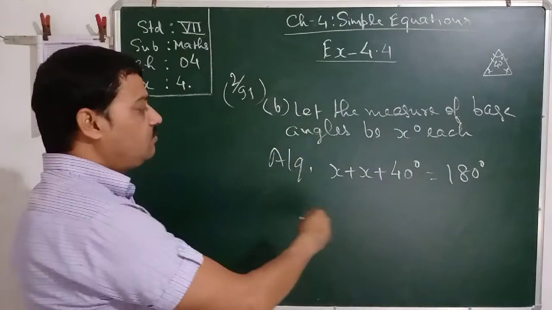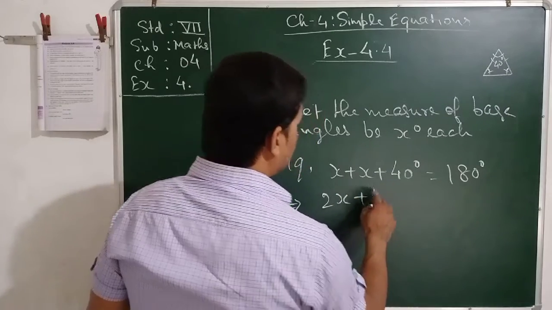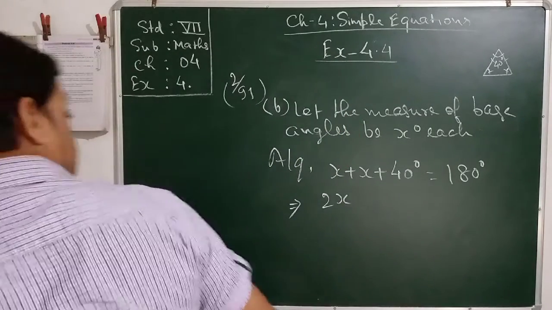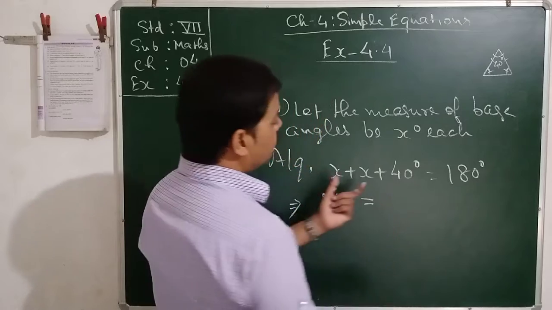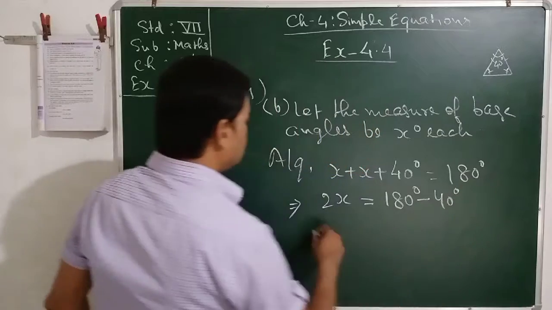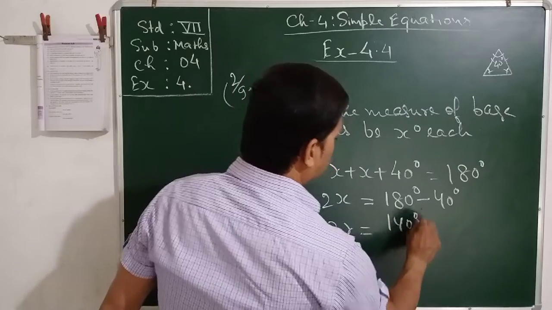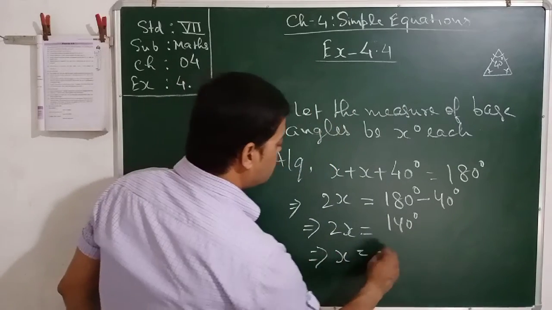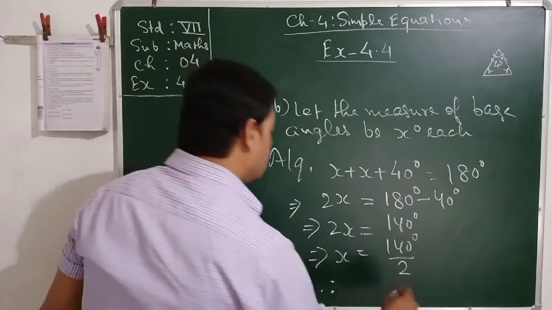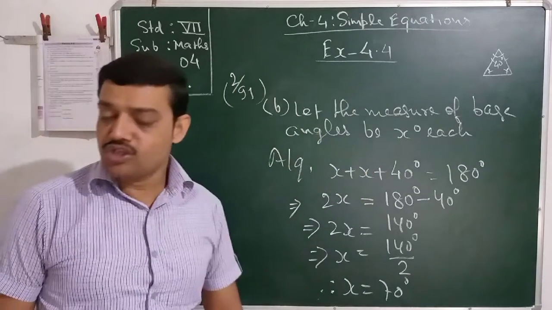Now solve the equation for x. 2x plus 40 degrees equals 180 degrees. Reduce one step: 2x equals 180 minus 40, as 40 degrees is transposed to the RHS, that is 140 degrees. x equals 140 degrees by 2, therefore x equals 70 degrees. In this way you can find the B number also.